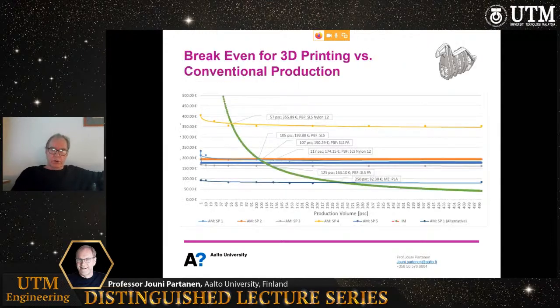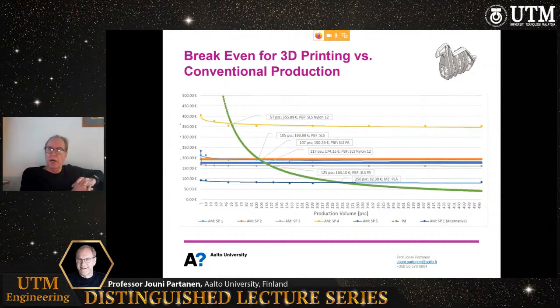Okay, so let's go to the manufacturing cost. This is something which I use a lot in my lectures when I'm talking about 3D printing as a production method compared to conventional. On the vertical axis you see the price per part with technology, and on the horizontal axis you have how many parts you need to make. The green curve here is a conventional technology. For example, if you make plastic parts you need to use injection molding, and the mold typically costs tens of thousands of dollars or euros.